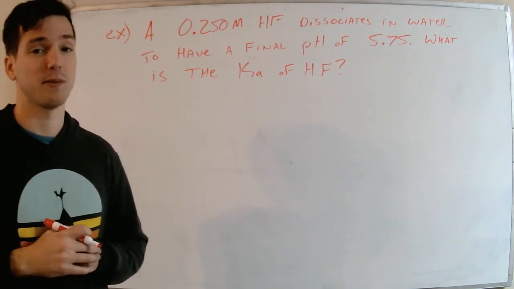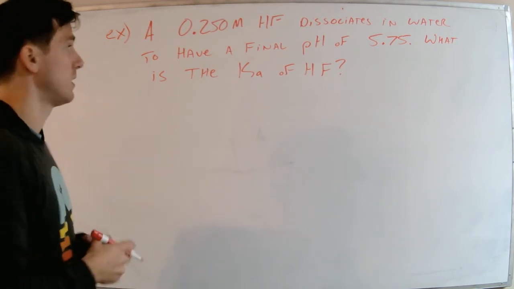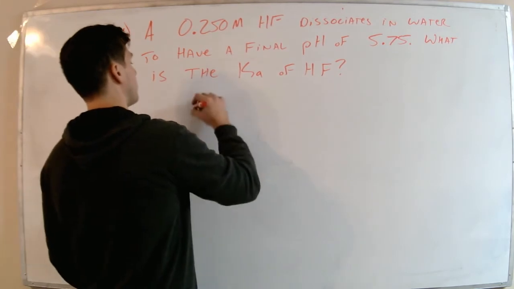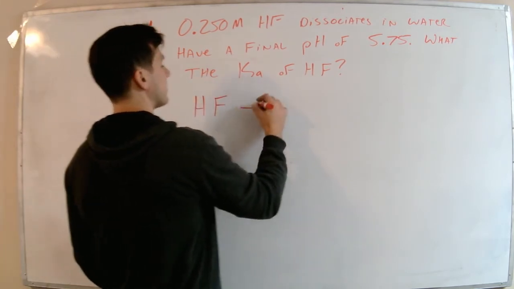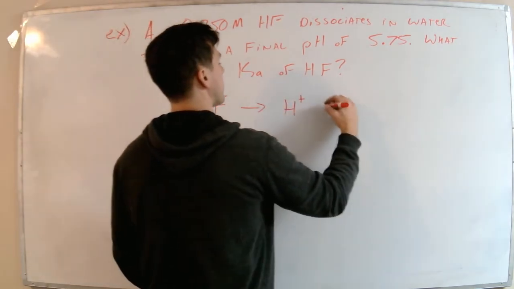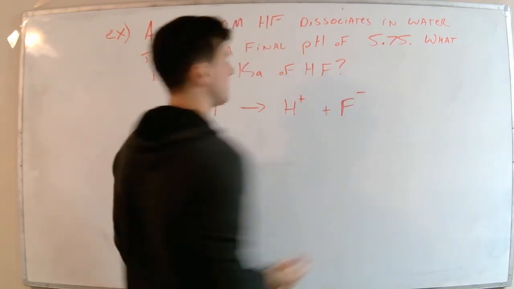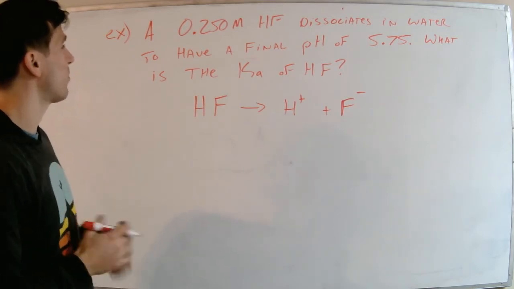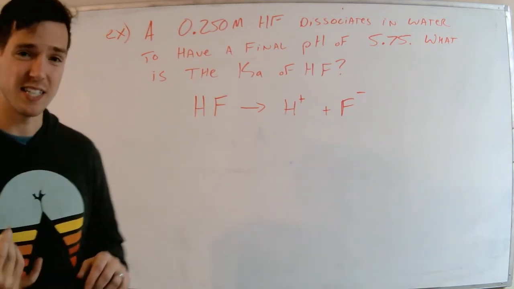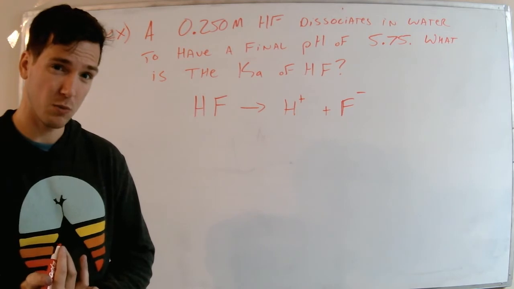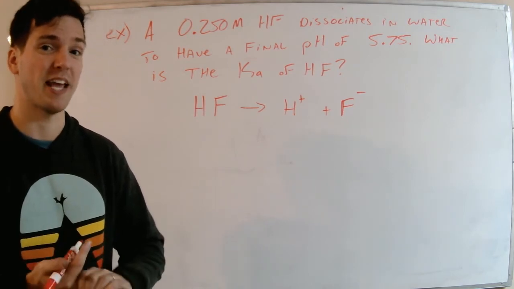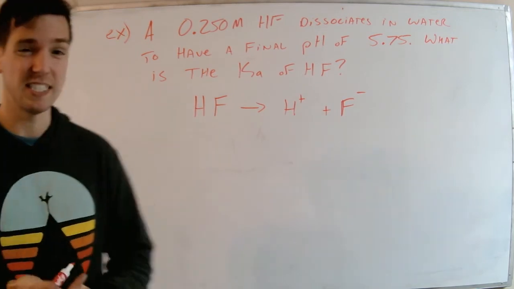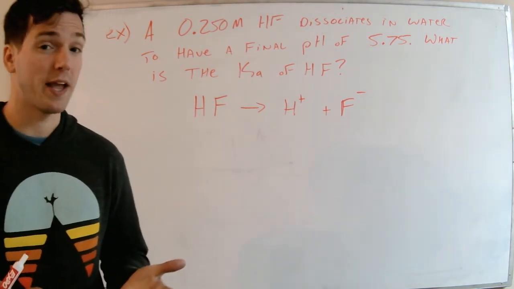Well, if we're going to be doing anything with Ka, we probably need a Ka expression. So let's look at the dissociation of hydrofluoric acid. Again, it's only going to lose one proton at a time. And this one is pretty simple, H plus and F minus. And it's going to want Ka, so I'm going to need the concentration of H plus at equilibrium, F minus at equilibrium, and HF at equilibrium. And right now, I don't really see a clear way to figure out any of those.